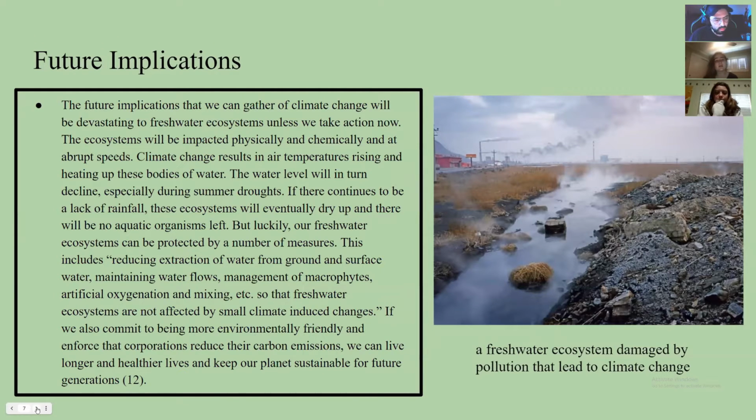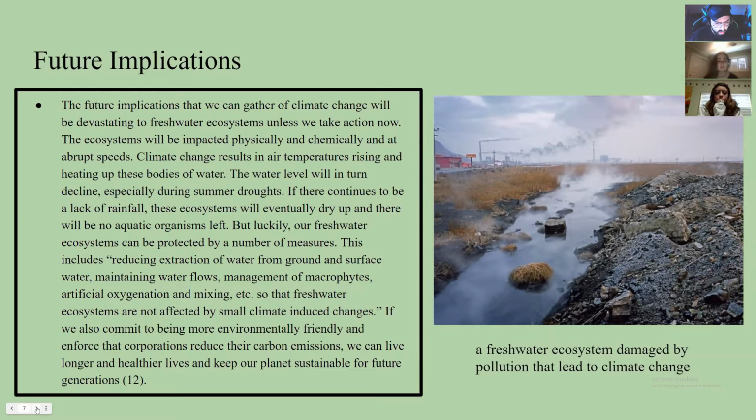The future implications that we can gather of climate change will be devastating to freshwater ecosystems unless we take action now. The ecosystems will be impacted physically and chemically and at abrupt speeds. Climate change results in air temperatures rising and heating up these bodies of water. The water level will in turn decline, especially during summer droughts. If there continues to be a lack of rainfall, these ecosystems will eventually dry up and there will be no aquatic organisms left.